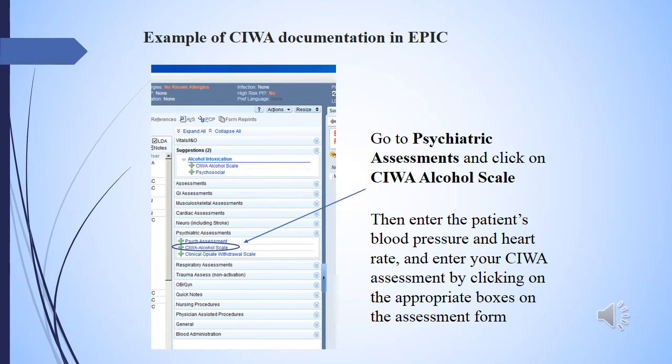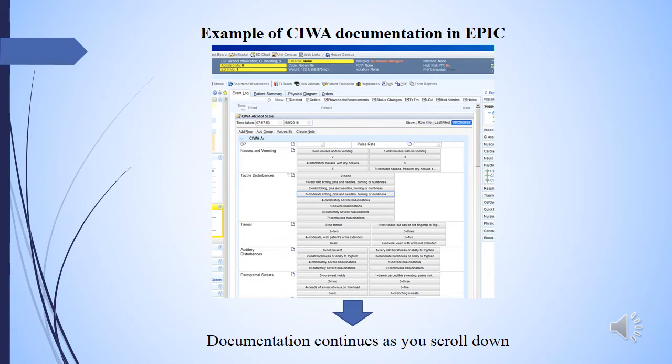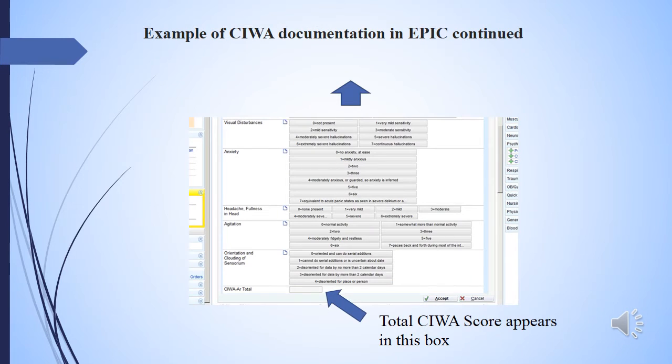To record a CIWA assessment, go under the Psychiatric Assessments category and click on the CIWA Alcohol Scale. This will cause the CIWA assessment to pop up. Enter the patient's blood pressure and heart rate, and then just go down the list and click on the appropriate assessment findings. After you've filled out your findings, your CIWA total will show up in the bottom box. You can then use this score to determine your plan of action.